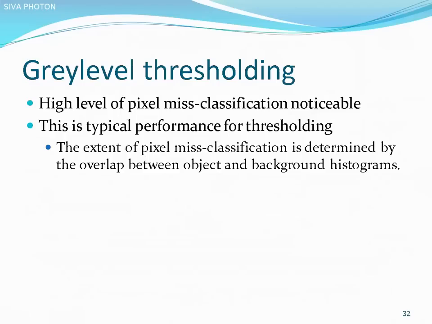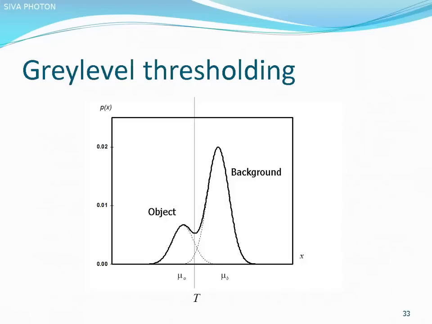Okay, so next is gray level thresholding with a high level of pixel misclassification noticeable. The extent of pixel misclassification is determined by the overlap between the object and background histogram. Sometimes I told you a football image is present on a grass image. The background is grass and the football is the object. In some places, the football image will be merged with the grass image. So there you can see object and background. Two peaks are there, with a single valley.